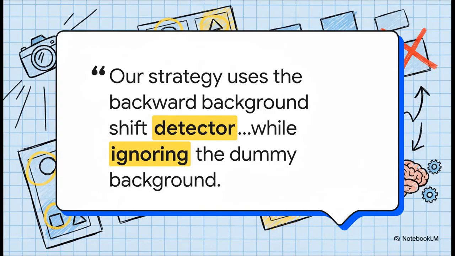And this quote from the authors themselves really nails it. It's their whole philosophy in one sentence. Use the detector to figure out what's real background and what's dummy background, and then just ignore the dummy stuff in the loss function. It's a detect, then ignore strategy. So simple, so powerful, and the results speak for themselves.